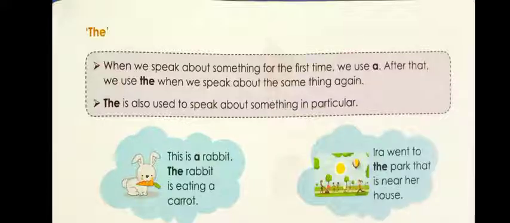Understood, children? Where we use the. Okay? I hope all of you understood where we use a, an, and the. A is used only with words that start with consonant sounds, and an is used only with words that start with vowel sounds, and the is used when we are particular about a thing or a person or a place.